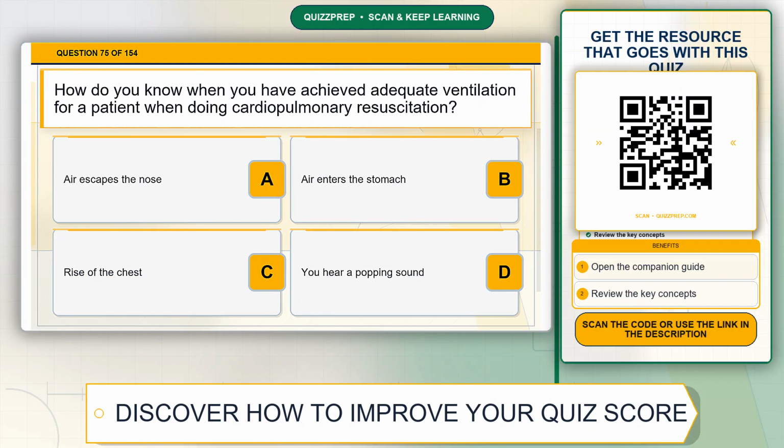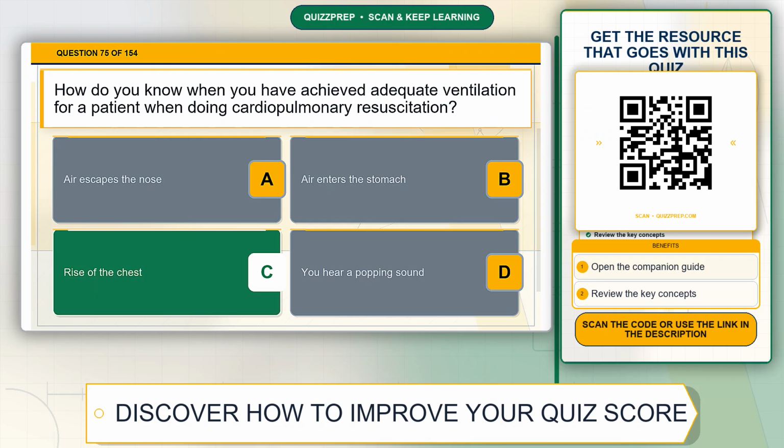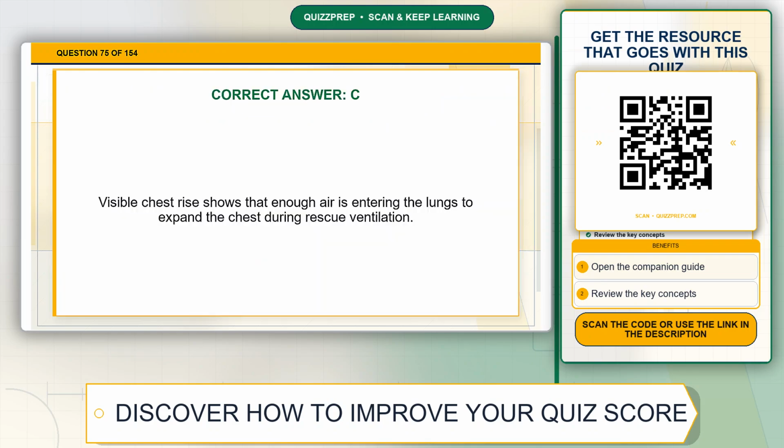Question 75. How do you know when you have achieved adequate ventilation for a patient when doing cardiopulmonary resuscitation? Option A, air escapes the nose. Option B, air enters the stomach. Option C, rise of the chest. Option D, you hear a popping sound. The correct answer is option C, rise of the chest. Explanation. Visible chest rise shows that enough air is entering the lungs to expand the chest during rescue ventilation.